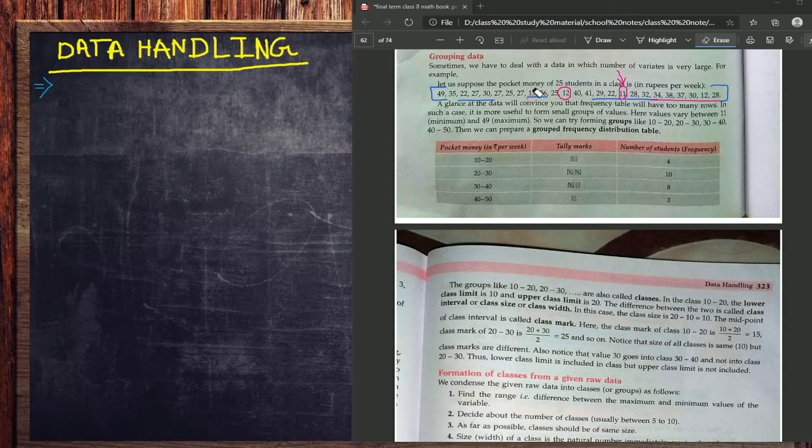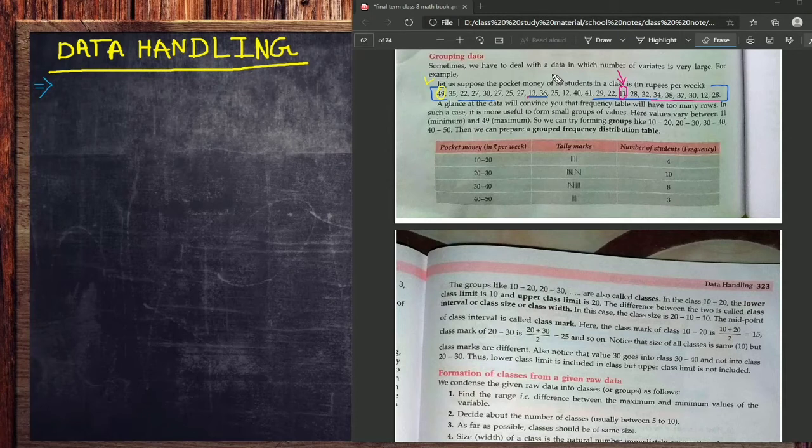Now all we have to do is find the highest one. So for the highest one, we have to check which one is the highest. 49 until now. Let me check more. No, I can't see any other larger value. So 49 is the largest, the highest one, and 11 is the lowest one. So you get one idea that the first group will start from 10, because no other value is less than 10. If you take a 0 to 10 arrangement, that will be completely meaningless because we don't have any data over there. So we are starting from 10.